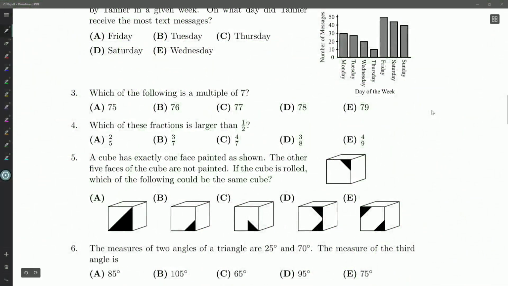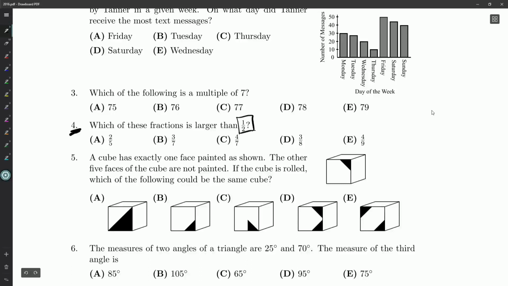Root Beer here, looking at question number 4 on our 2016 Grade 7 Gauss. Which of these fractions is larger than 1/2? So we've got 2/5, 3/7, 4/7, 3/8, 4/9.